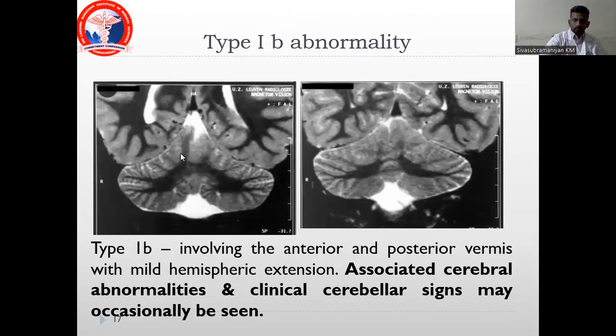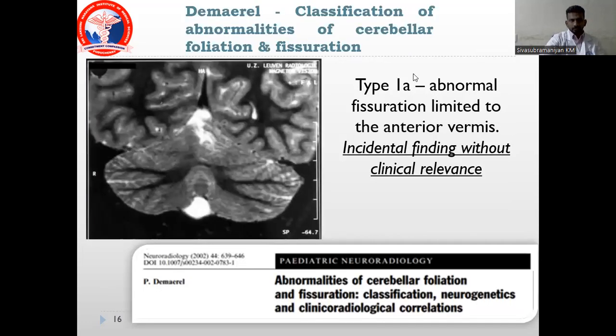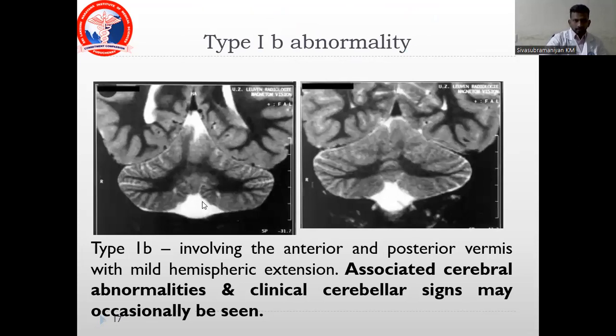So we have the type 1A and type 1B. This is type 1A, that is abnormal fissuration limited to the vermis, and it is an incidental finding. It did not have any clinical relevance. Whereas the other one was type 1B, involving the anterior as well as the posterior vermis with hemispheric extension. And you can see that there is associated cerebral abnormalities and clinical and cerebellar signs that may occasionally be seen.